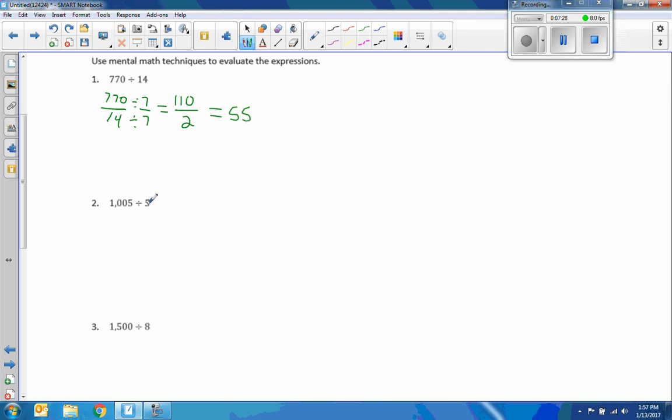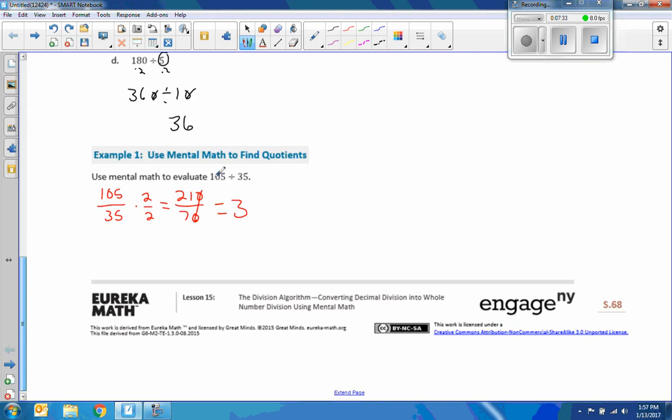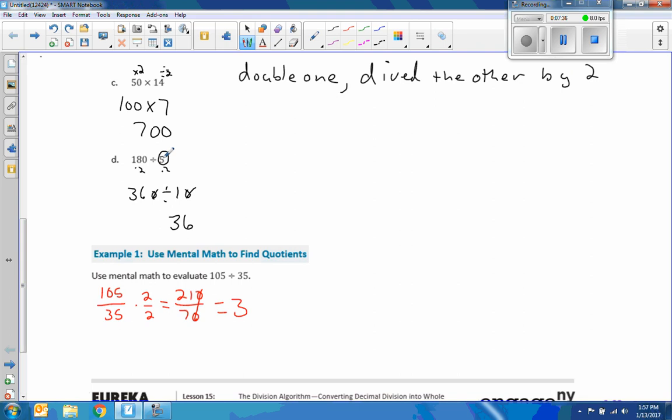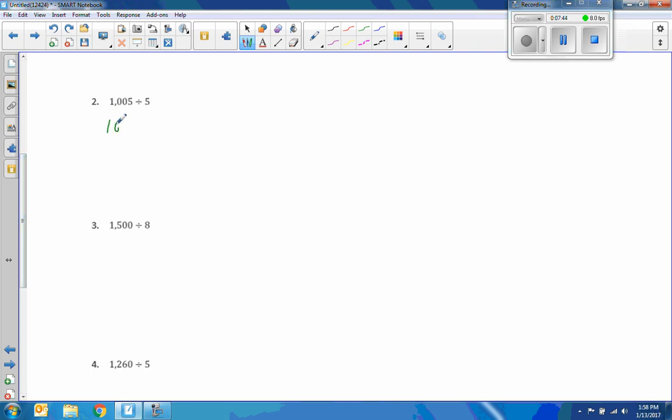Okay, here's another 5. If you remember from our example, let me go back. Here was our 5 right here. And when we had a 5, we double it, so we get a 10, so the zeros cancel. So we're going to do the same here. If I have 1,005 divided by 5, and I multiply the top and bottom by 2, I get 2010 over 10, 1,005 times 2, and 5 times 2 is 10. Cancel your zeros. 201 divided by 1 is 201.